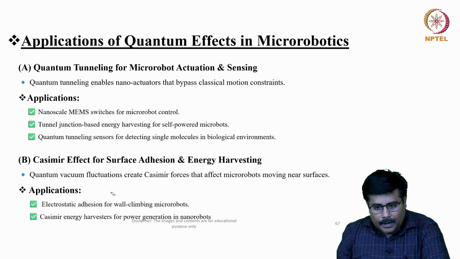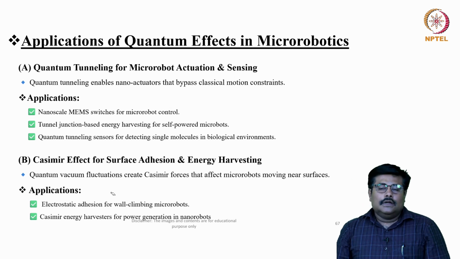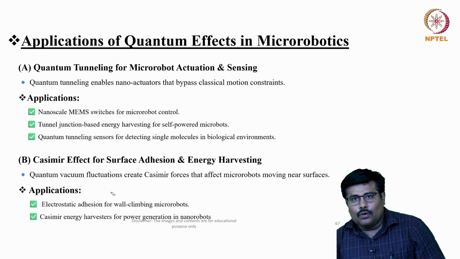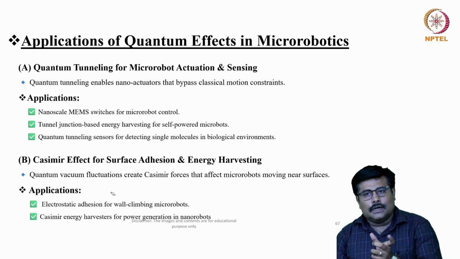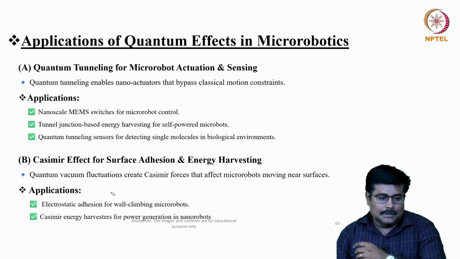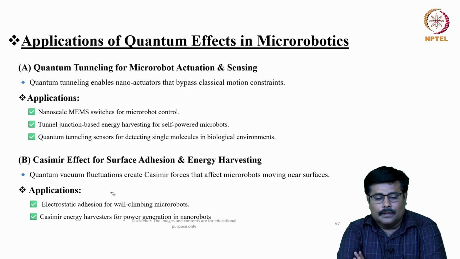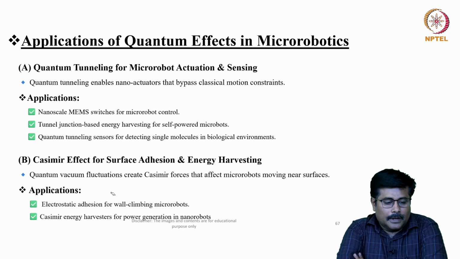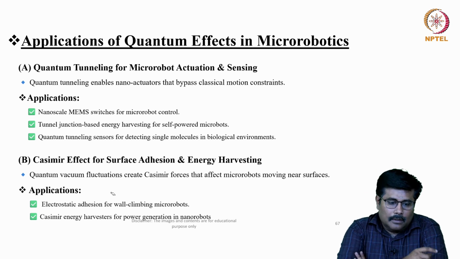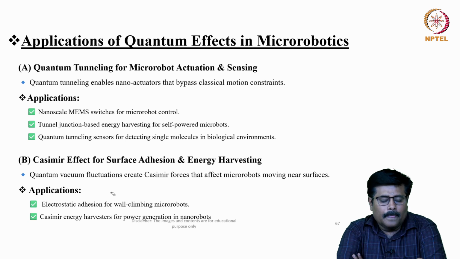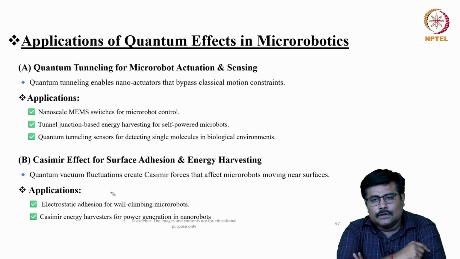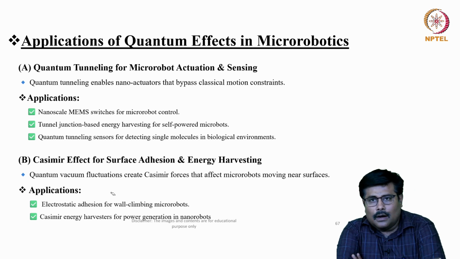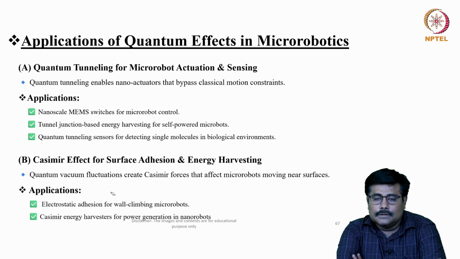When we look into the application of these quantum effects in micro-robots, quantum tunneling is effectively used in micro-robotic actuation and sensing. Quantum tunneling enables a nano actuator that bypasses the classical motion constraint. From an application perspective, it is used in nanoscale MEMS switches for micro-robot control, tunneling junction based energy harvesting for self-powered micro-robots, and a quantum tunneling sensor for detecting single molecules in biological environments.